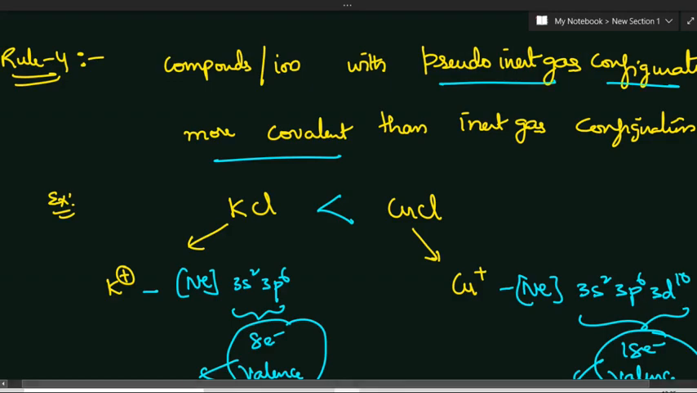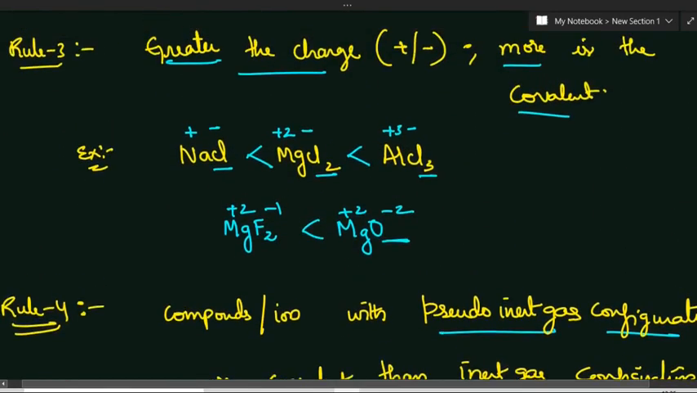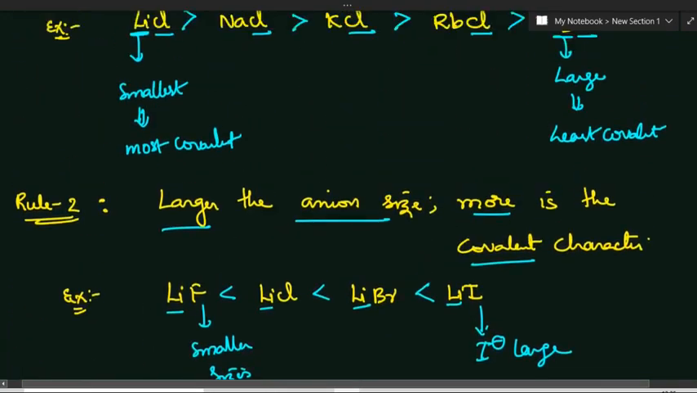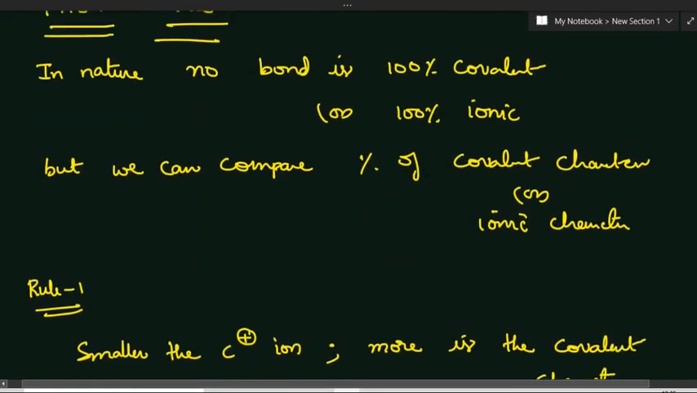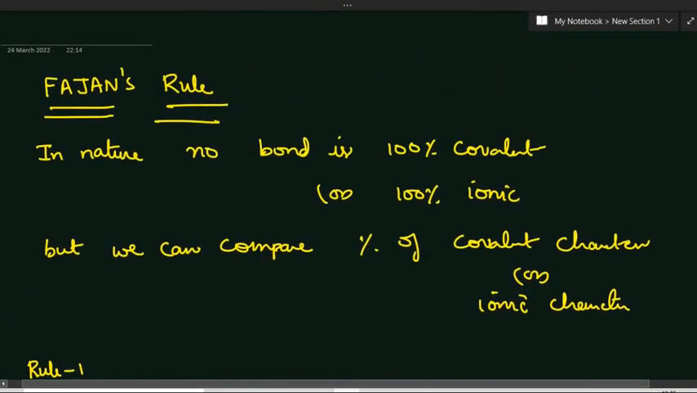So these are the 4 rules of Fajan to follow the covalent nature or ionic nature in a given compounds.